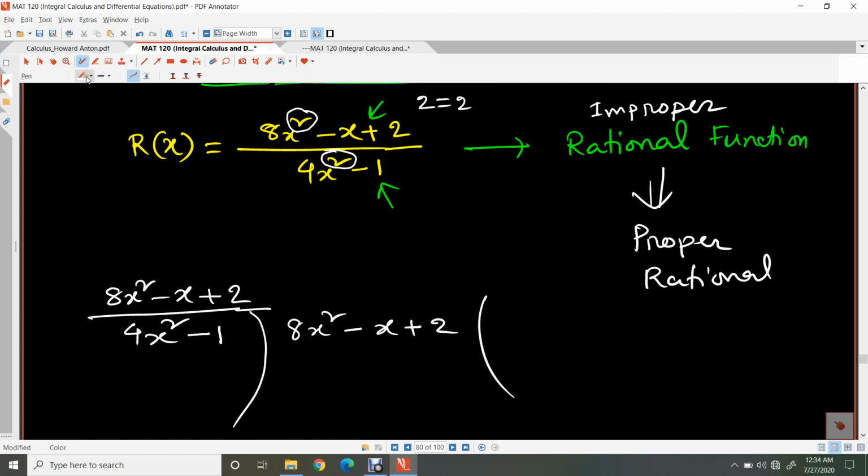Let me recall all the things at first. You know that this part will be the divisor, this part is the dividend, it will be the quotient, and the remaining part will be the remainder.